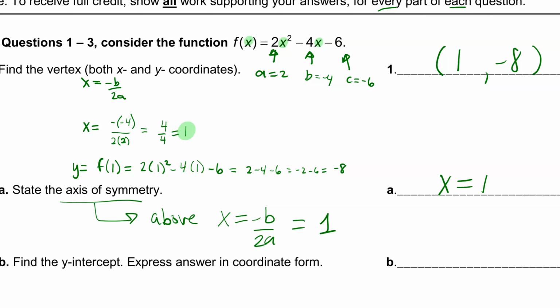Axis of symmetry is literally an axis. It's a line. Because if we draw x equals 1, it's a vertical line. Because it's a constant, right? x equals 1, x equals 1, x equals 1. All the way up, it's a vertical line.